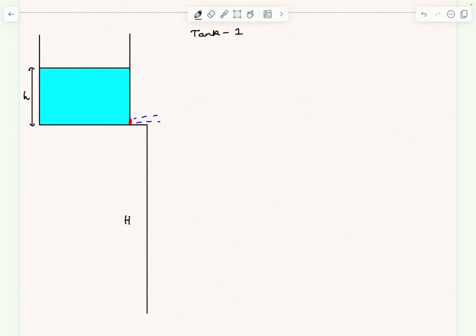So the first thing is that if you apply Bernoulli's theorem from the free surface to the hole, you'll figure out that the velocity of efflux, which is basically the velocity with which the fluid is escaping the hole, turns out to be square root of 2gh, where h is the distance of the free surface from the hole. So if I want to figure out the volume flow rate of the fluid escaping through the hole, it is simply the area of cross section of the hole multiplied by the velocity v, which is square root of 2gh.